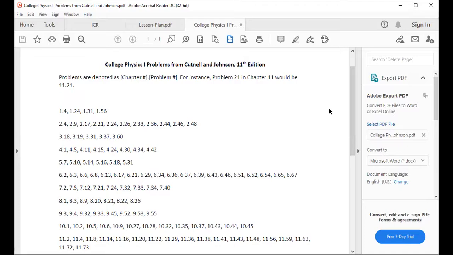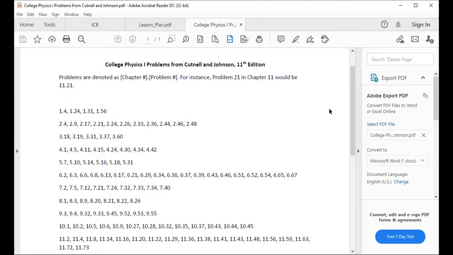So you're not going to see 1.4 in the book. In the book, you'll go to chapter 1 and see problem 4, not 1.4. What I want you to do is write 1.4. That way I know that it is uniquely problem 4 out of chapter 1. So when you go to chapter 2, in the second line of the problem set, you'll see 2.4, 2.9. Those are problem 4 and problem 9 out of chapter 2.